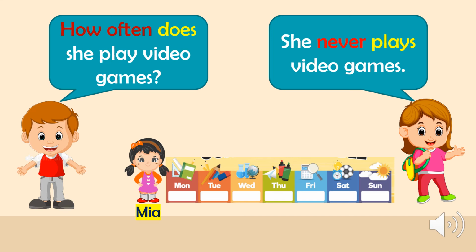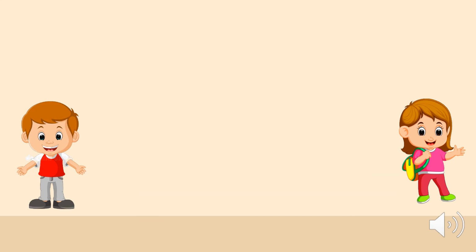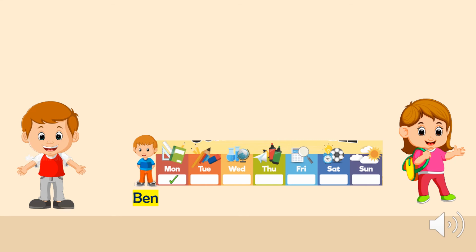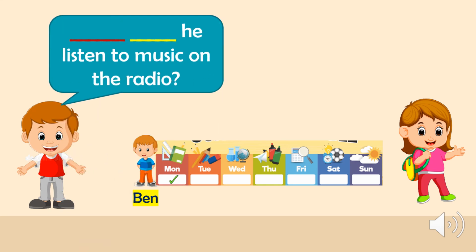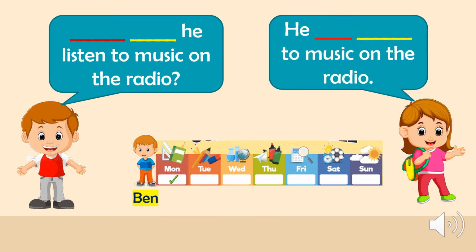Okay, so here, the other example. This is Ben, and this is Ben's timetable. Can you finish the question for me? And the answer as well. Remember that he or she is another person. So what word do we use in the question? And what kind of verb do we put in the answer?